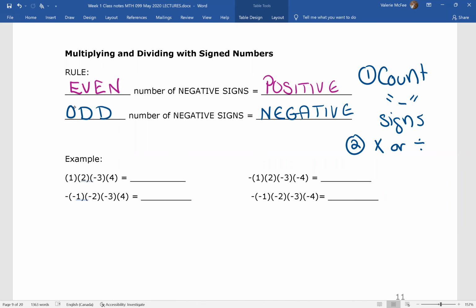So for example, in this first question, there's one negative sign. That's an odd number. My product will be negative. Then I can just multiply. 1 times 2 times 3 is 6 times 4 is 24. Count the negative signs. 1, 2, 3, 4. My answer will be positive, and I already know that it's 24. Count the negative signs. An odd number. Count the negative signs. An odd number.